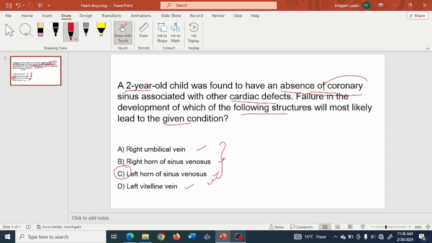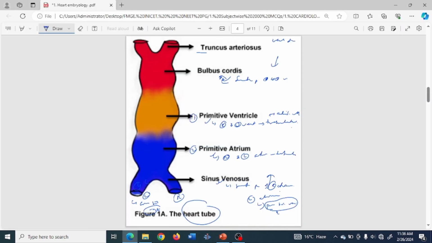And one next moment which is very important is that this horn, left and right horn, each horn is made up of 3 veins. That is vitelline vein, umbilical vein and common cardinal vein. Vitelline vein collects blood from the yolk sac, okay, and umbilical vein collects the blood from placenta, and common cardinal vein collects the blood from body wall. This is all about heart embryology. Okay, so if you understand this, then now see how you can revise in 1 minute. Okay, let me fix there the timer.